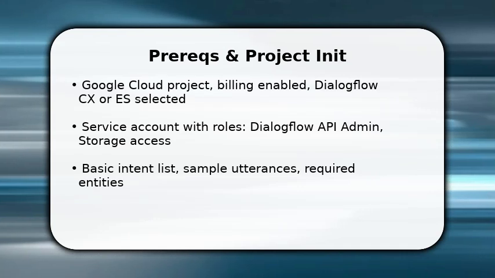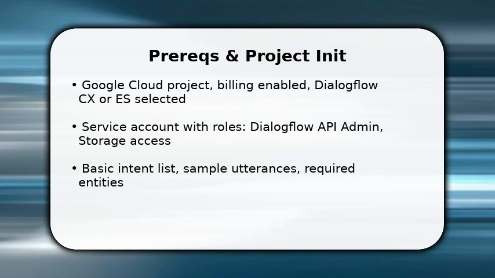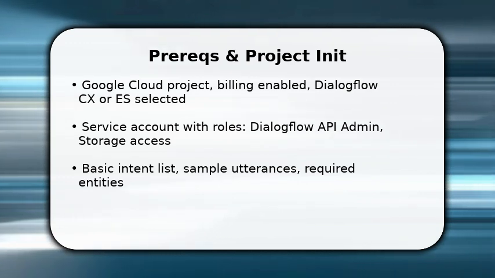You start by creating a Google Cloud project and enabling the Dialogflow API. This gives you the environment to build. Create a service account and grant Dialogflow and storage roles so authentication and exports work. Once done, choose ES for simple bots or CX for flows, pick the region and create an agent.